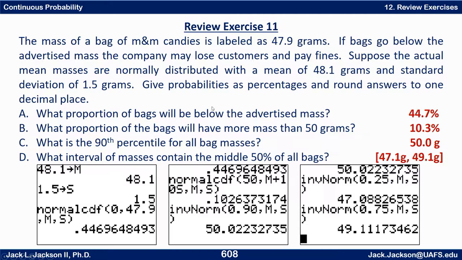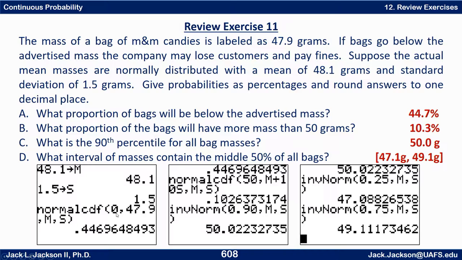All right, first thing I'm going to do with one of these is take the 48.1 stored as M and the 1.6 stored as S, and then I can just refer to the mean as M and standard deviation as S, and I don't have to worry about what number it is. Okay, so the normal CDF is going to give you a probability. We want the proportion or probability. The proportion of bags that are below the advertised mass is the probability of selecting a single bag that is below that. And that's a probability to the left of the mass of 47.9.